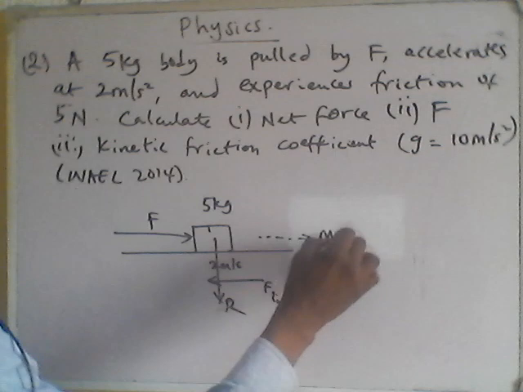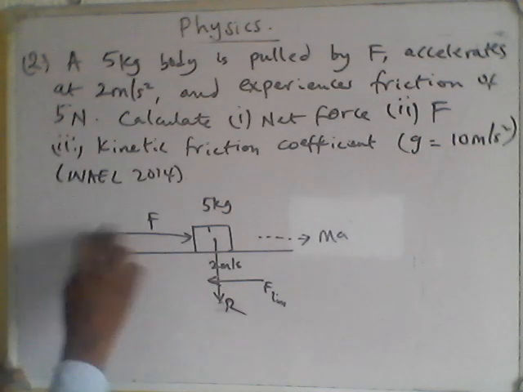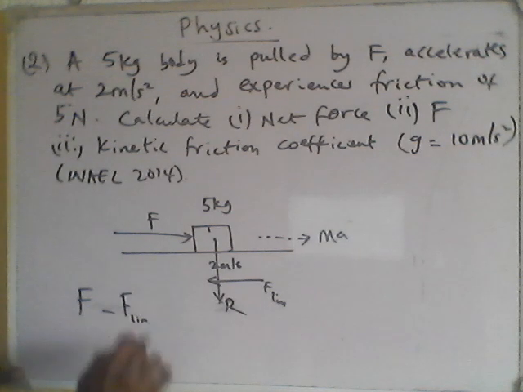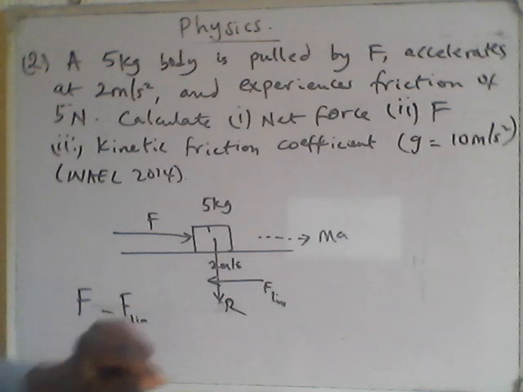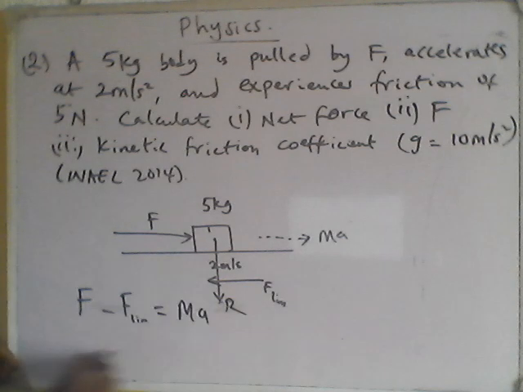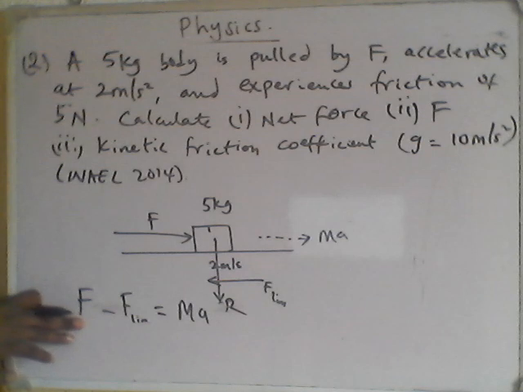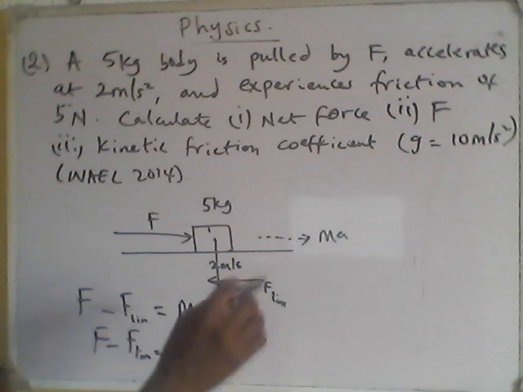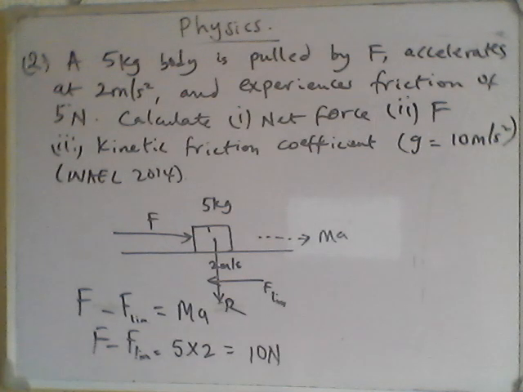Then there's a resultant. This resultant is the MA. By formula, this force F minus the limiting force F limit is equal to MA. The difference between these two, the force that pushes it and the frictional force limiting it, is known as the net force. MA is mass times acceleration. So that net force is 10 Newton. That's the first one. The net force is 10 Newton.